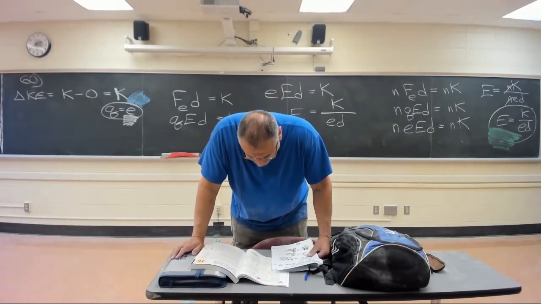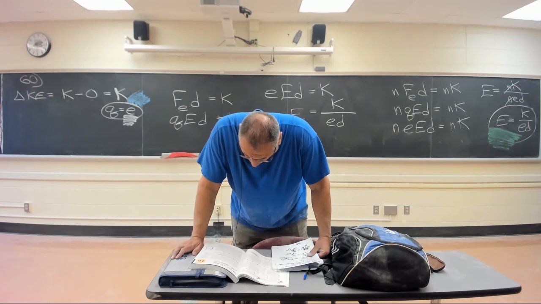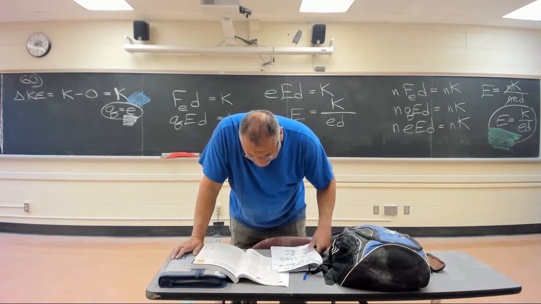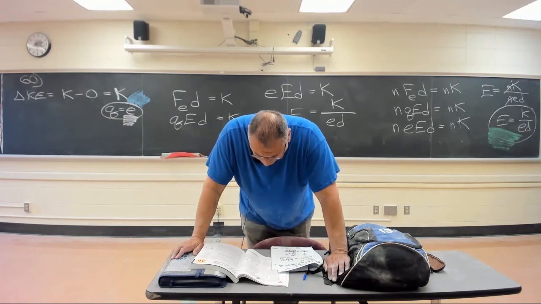Let's go to the last one, 66. Two small beads having positive charges, Q1 equals 3Q and Q2 equals Q. There's two small beads and they have positive charges. One of them has charge Q1, which is equal to 3Q. The other one has charge Q sub 2 associated with it, and that's equal to Q. One is 3Q and the other one is Q.